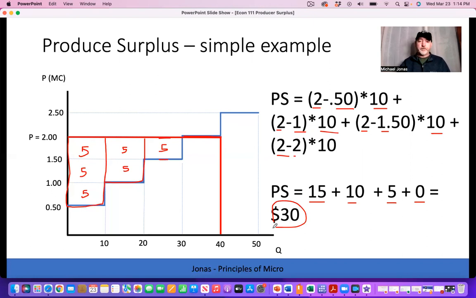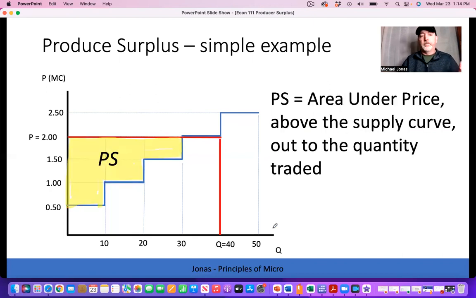Okay. In general, right, all we're doing when we calculate producer surplus is going to be kind of a geometry problem, right? Just as we saw with consumer surplus, it's an area in that price quantity space. Here it's going to be the area under the price, above the cost curve, above the supply curve, out to the quantity sold.